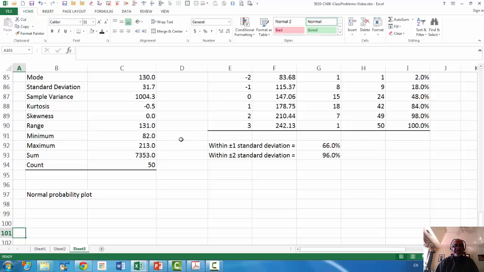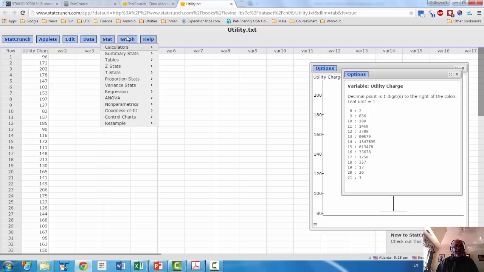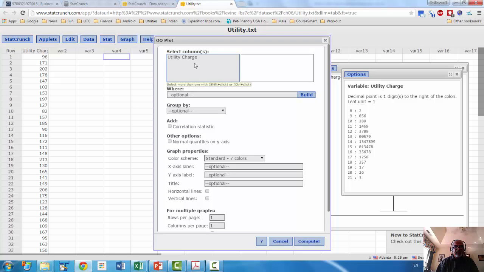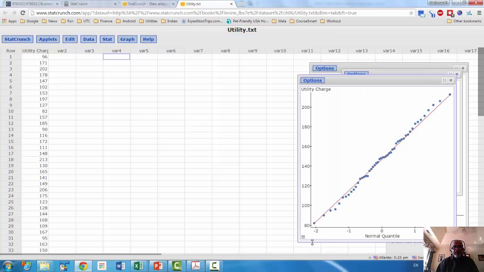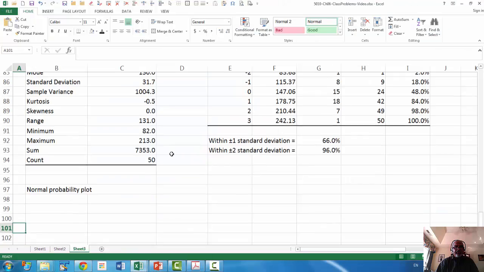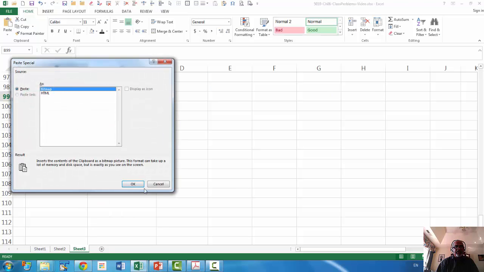Okay, one last thing we will do, which is the normal probability plot. Okay, which we have to do in StatCrunch. We are still in StatCrunch. Okay, so go to in StatCrunch, the graph that we want is QQ plot. If you do a QQ plot, that QQ plot gives you the probability plot. So now right click, copy image, and let's do right click again and paste special the bitmap.